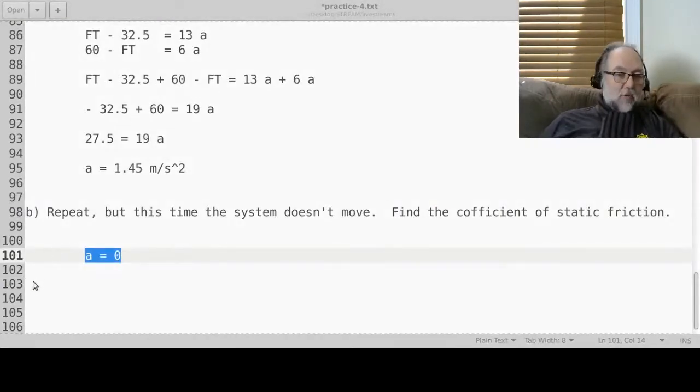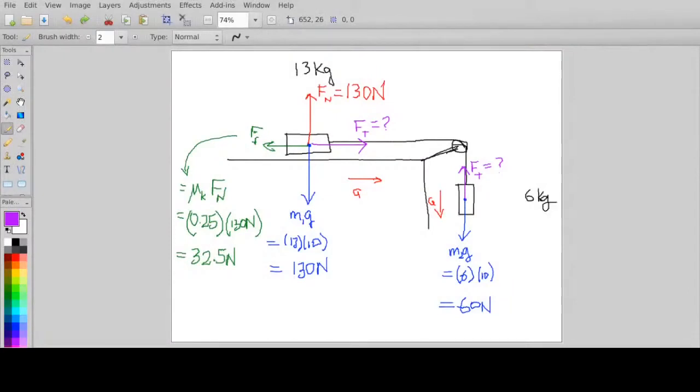Well, let's go back to the diagram very quickly and I'll give you a hint how this works out. Ft now is not unknown. Since this is 60, Ft has to cancel that 60, so Ft here is 60. Because 60 up and 60 down cancel, and that's what leads to no acceleration for the 6 kilogram mass here.